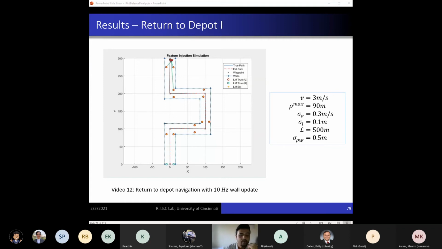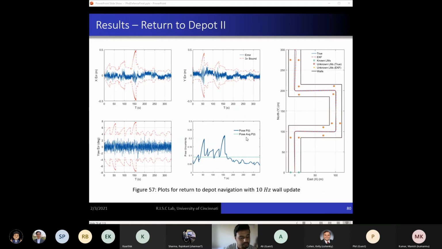So in this video, we see that with the optimal landmark dropping algorithm, the vehicle can drop landmarks at the optimal locations and at the same time use them to return to the depot. During the return phase, this does not require dropping any extra landmarks. So the vehicle drops the required landmarks during the landmark dropping phase and returns to the depot without dropping any extra landmarks in the return phase.